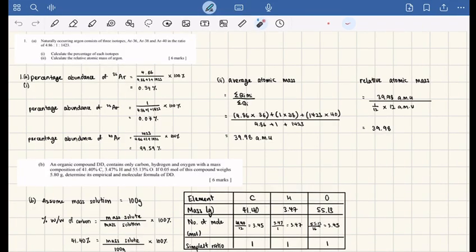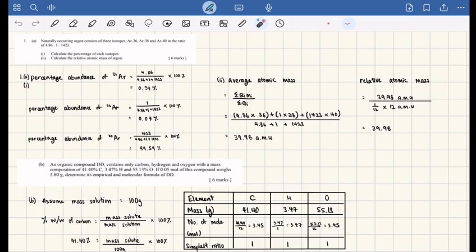Next, calculate the relative atomic mass of argon. To calculate the relative atomic mass, we will first have to find the average atomic mass with the formula. So we'll just have to sub in the values: 4.86 times 36 plus 1 times 38 plus 1423 times 40 over the total relative abundance. This will equal 39.98 AMU, and this is very important. You must write the SI unit.